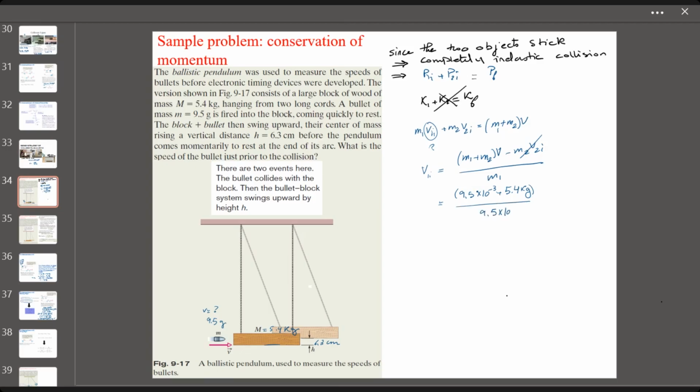And here I have M1 in the denominator, and this is where a problem shows up. I have here V, which is the speed of the block bullet system after collision.